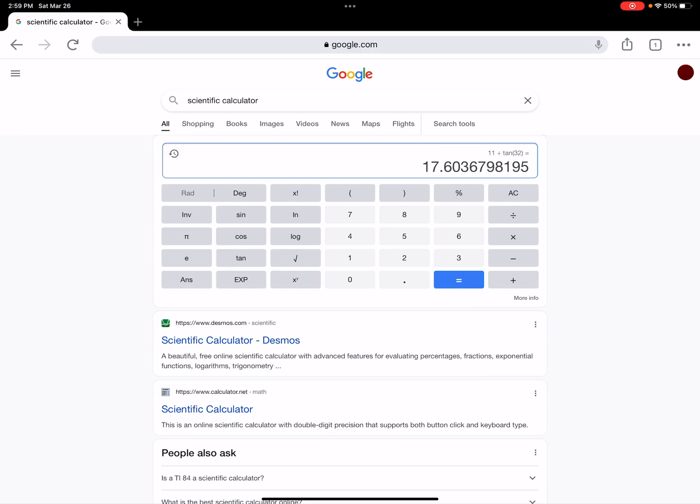So that's option one. Now, if you are using a scientific calculator, especially if you are using one off of Google, please make sure that you are not in radian mode, okay?